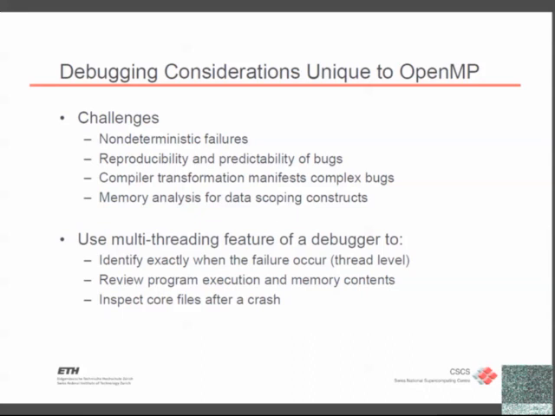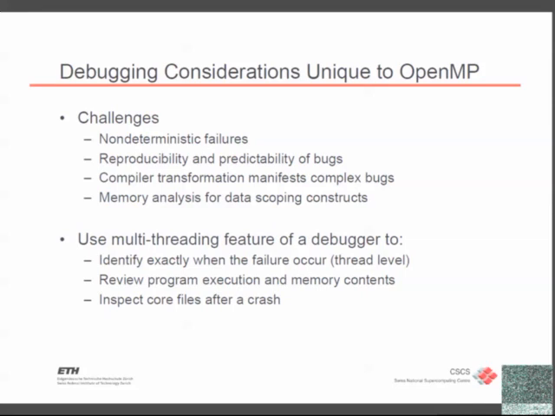I mentioned compiler issues because when it sees your OpenMP code, it would reorder and do various transformations. We don't need to know what they do, but they can manifest into really complex bugs. And especially when you use data scoping constructs, private, shared, firstprivate, lastprivate, you can also run into very interesting and exciting situations, which you would only see in multi-threaded code, not in other procedural types of code.